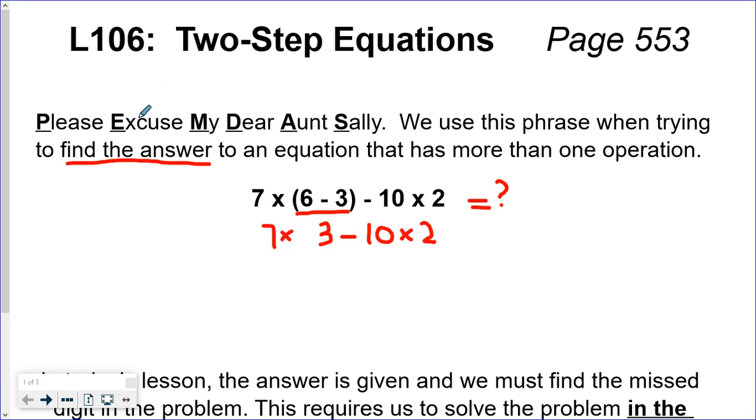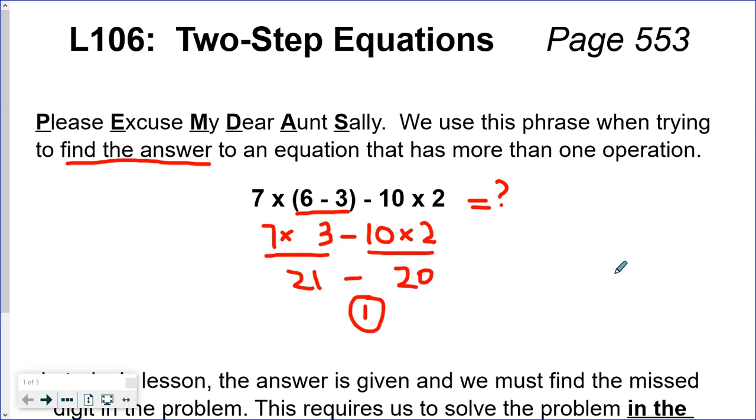Next thing I do is exponents. Again, no exponents. Then I check multiplication and division. I have two separate multiplications. They are not attached to each other, so I'm going to go ahead and multiply them at the same time. 7 times 3 is 21. 10 times 2 is 20. Bring the subtraction symbol down. And now the last thing I'm going to do is addition and subtraction, which is 21 minus 20, and the answer is 1. So if I'm trying to find an answer, this is the order that I would do the problems in. We've done these before in previous lessons.